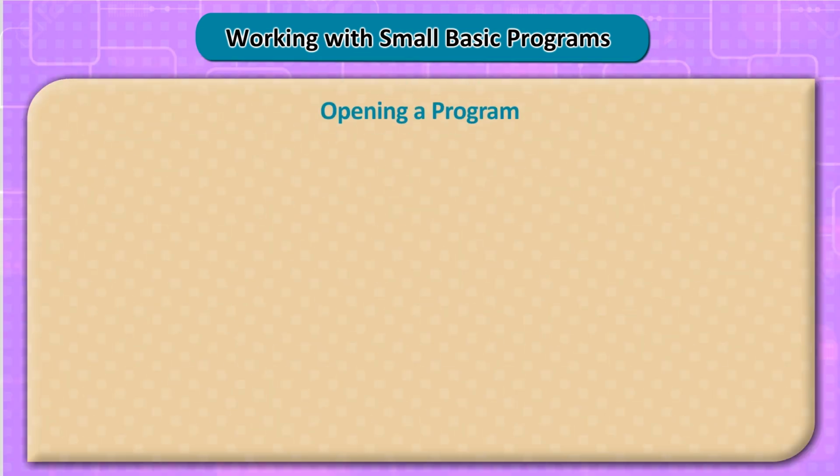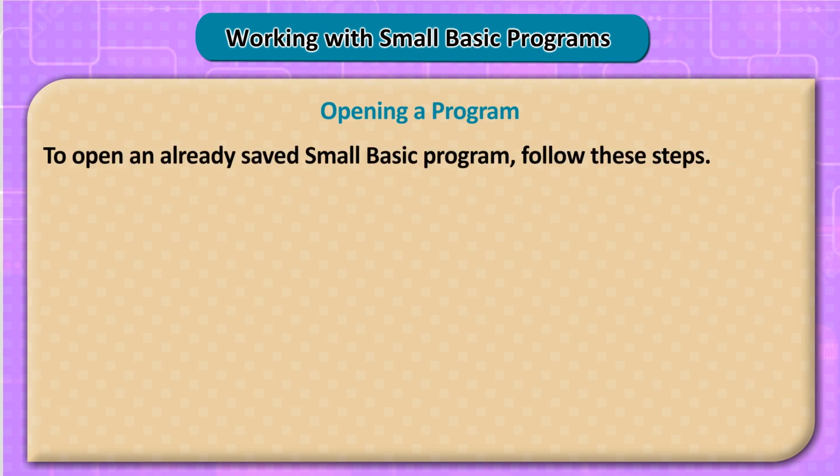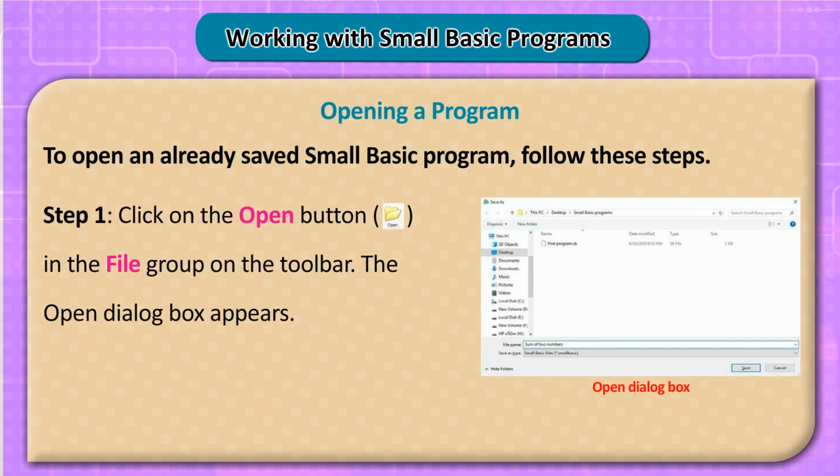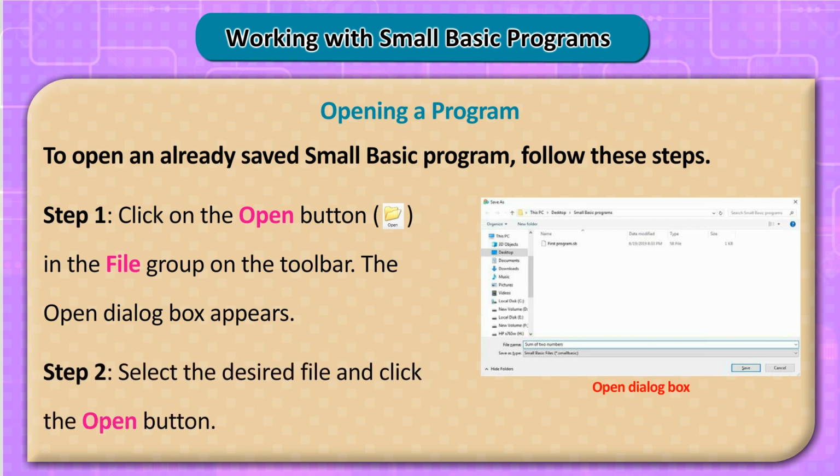Opening a program. To open an already saved Small Basic program, follow these steps. Step 1. Click on the Open button in the File group on the toolbar. The Open dialog box appears. Step 2. Select the desired file and click the Open button.